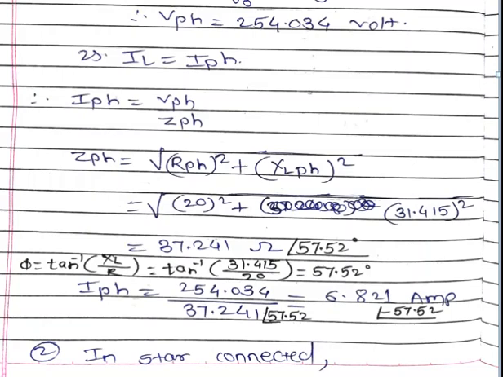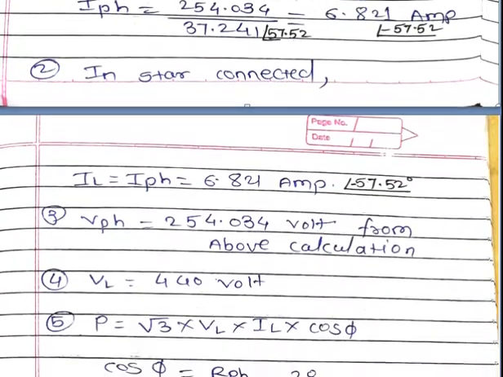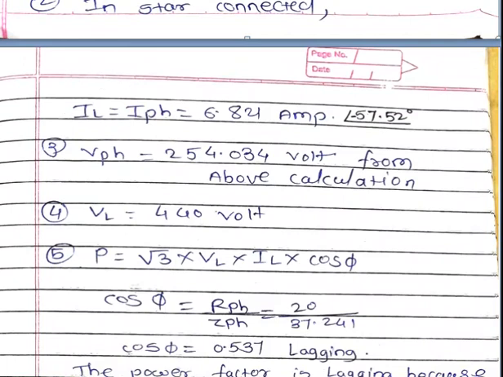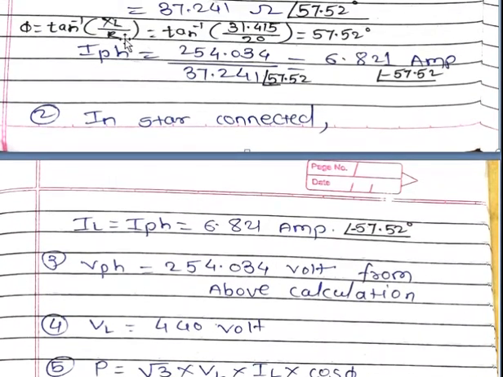Now we calculate the value of IL or IPH. In the above procedure, we calculated the IPH. IPH is 6.821 at an angle minus 57.52. The minus sign indicates the current is lagging in nature. In this circuit, the inductance is present with the resistive load. Therefore, due to the presence of inductance, the current lags behind the supply voltage. Therefore, this minus sign indicates the current is lagging in nature.